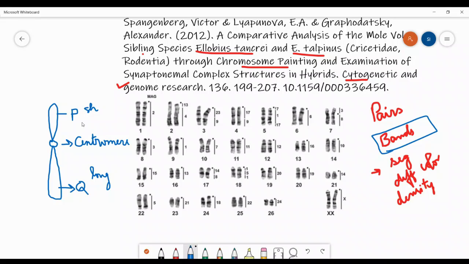These are the P arm, short arm, Q arm or the long arm. So the basic structure of the chromosome consists of two arms, short arm and a long arm. The short arm is called P, the long arm is called Q. In the center we have the centromere.